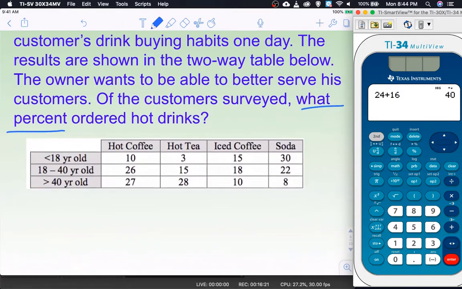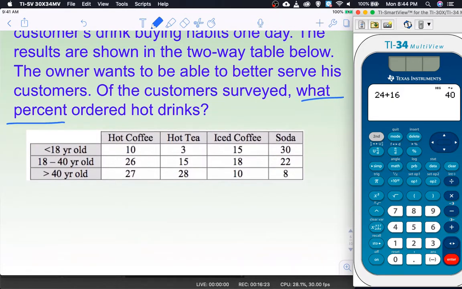So I would like you to pause the video, and I would like you to try this problem. It's a little bit harder than you think, but maybe also not quite as hard as you imagine it could be. So take an extra minute or two if you need to, especially if you think you're getting stuck. What percent of all the customers surveyed ordered hot drinks? Go ahead and pause the video and do it now.